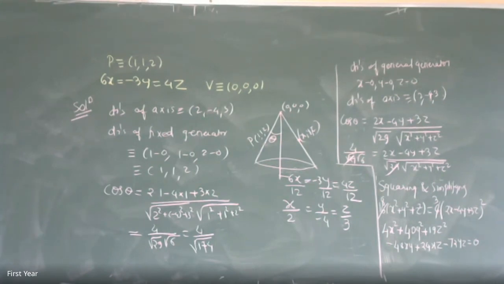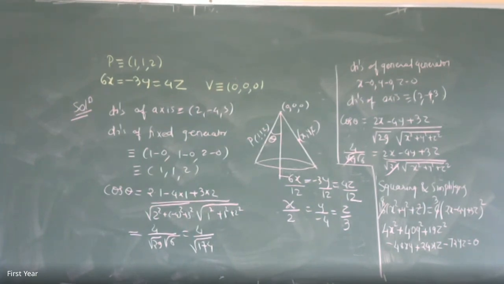Find the equation of a right circular cone with vertex at origin, whose axis makes equal angle with the coordinate axes, and the cone passes through a line drawn from the origin with direction cosines proportional to 1, minus 2, 2.